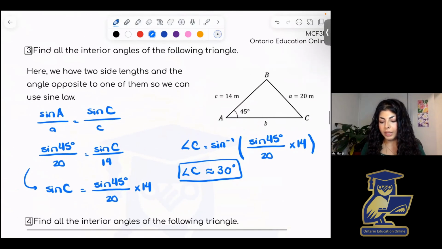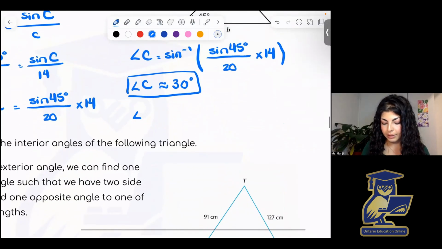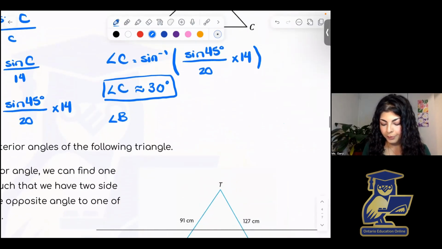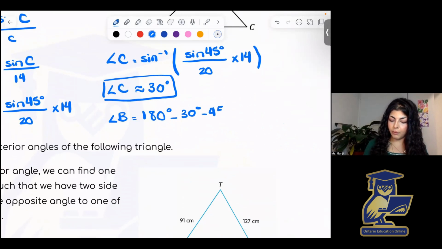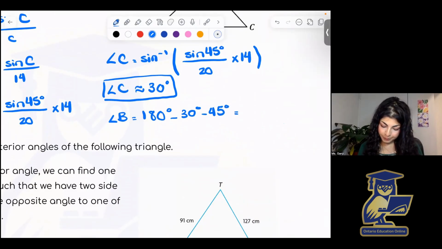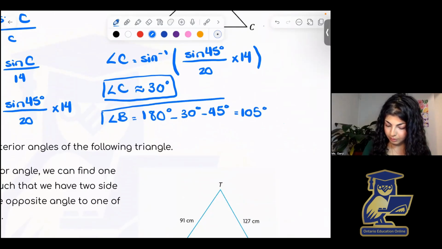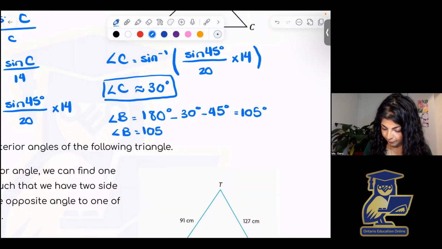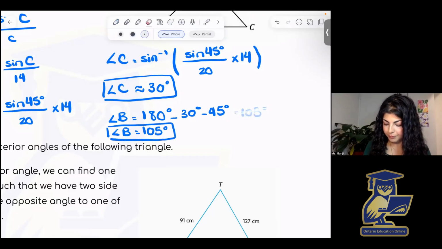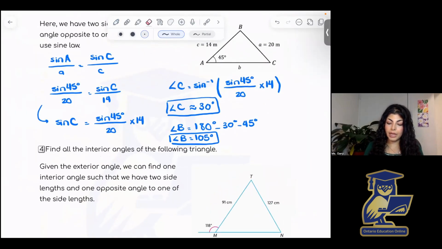And we are told to find all the interior angles, but now my work is easier because when solving for angle B, I can just use 180 degrees minus 30 degrees minus 45 degrees, and this will give me, I think it's 105. Yep, 105 degrees. And then I can box this, or perhaps I write it like this. And then I can just box this one. And I'll erase this here. Okay, there we go. And so there I found my two values.